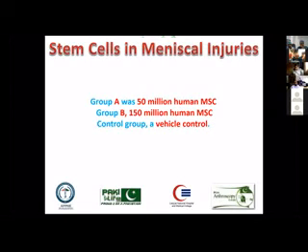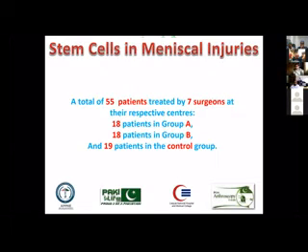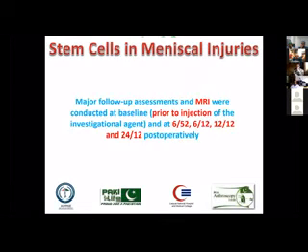So in group A, 50 million human mesenchymal cells were given, in group B, 150 million, and in the control group, an injection was given just to see what it was. This was not unethical because the major treatment was partial meniscectomy for a mechanical block. So the stem cells were just to see what they would do. And this is the distribution of patients. There were equal numbers in every group.